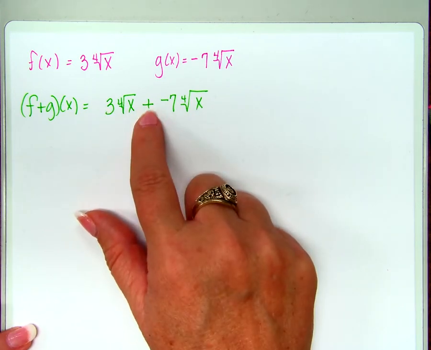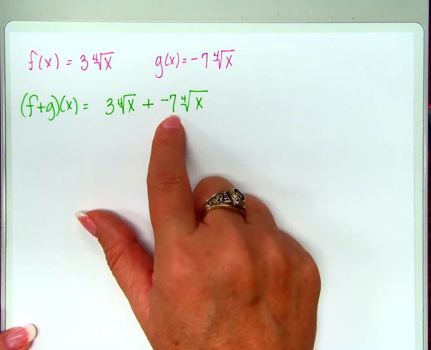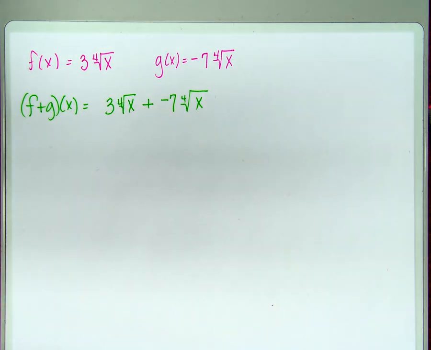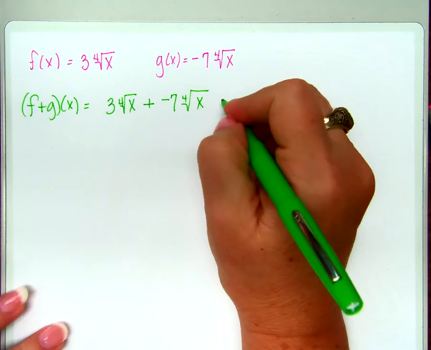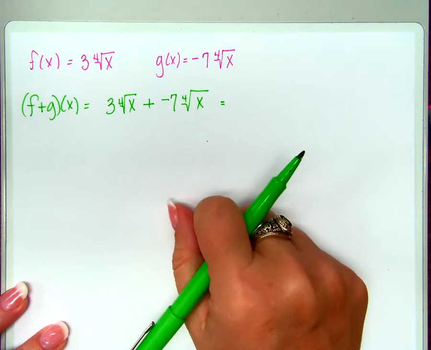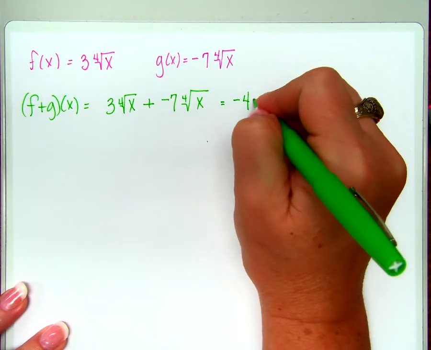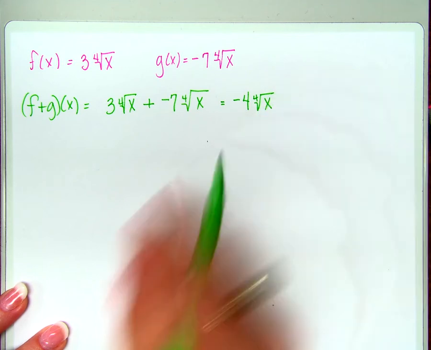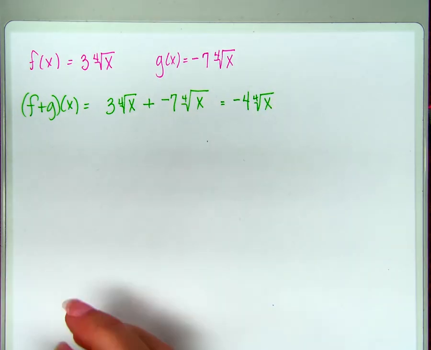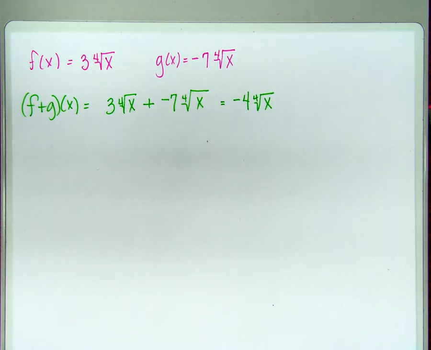Well, what it asks us to do, right? So if it asks me to add this, can I add 3 and -7? Yeah, because my radicals are the same. So what am I going to get when I add 3 and -7? -4 fourth root of x. And that's the answer.